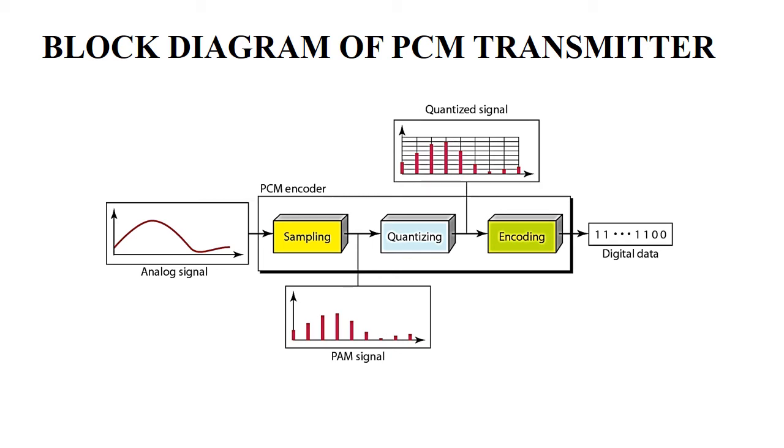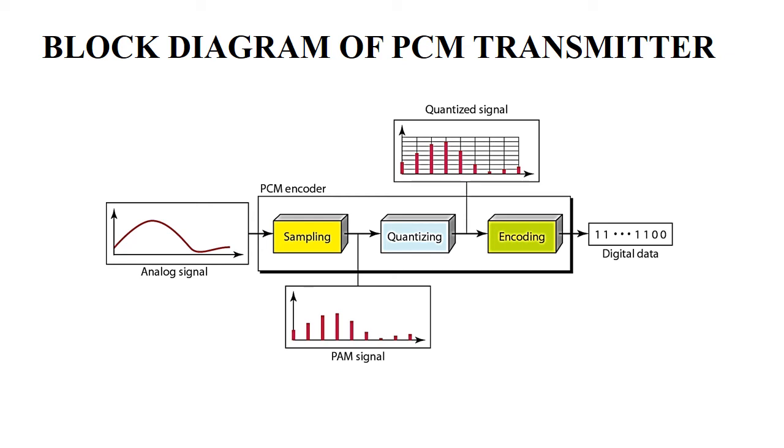The signal is then sampled by the sampling circuit. The sampling frequency Fs is greater than or equal to 2W, and Ts is equal to 1 by Fs. The quantization circuit will quantize the sampled signal to finite quantization levels, and this quantized signal will take any one of the Q quantization levels.